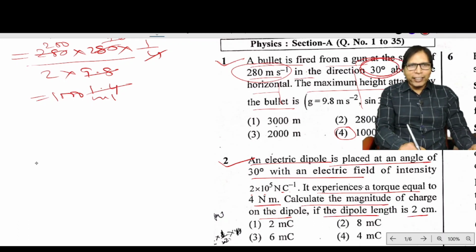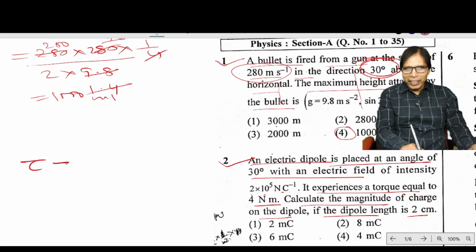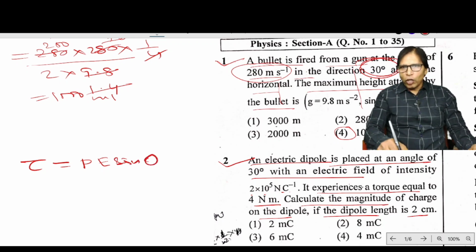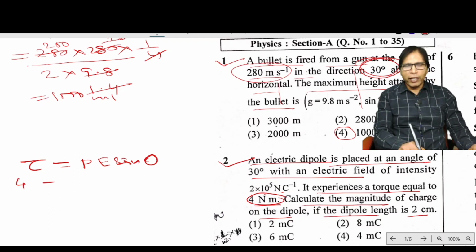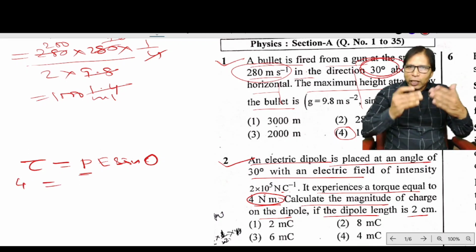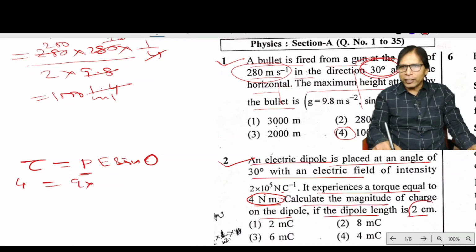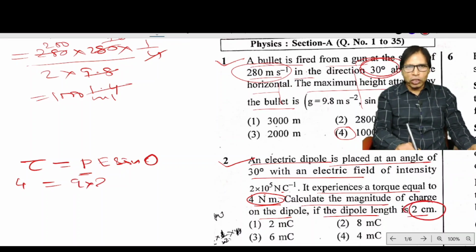Now look at this. The torque experienced by the dipole is P E sin theta. Torque is 4 Newton meter, so this is 4. Now what is P? P is Q into D, where D is 2 centimeter, so this is 2 into 10 to the power minus 2 meter.